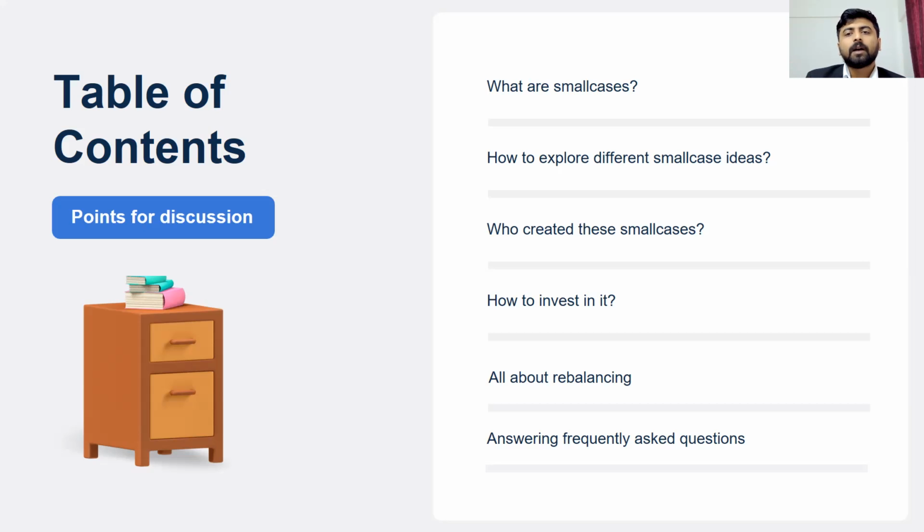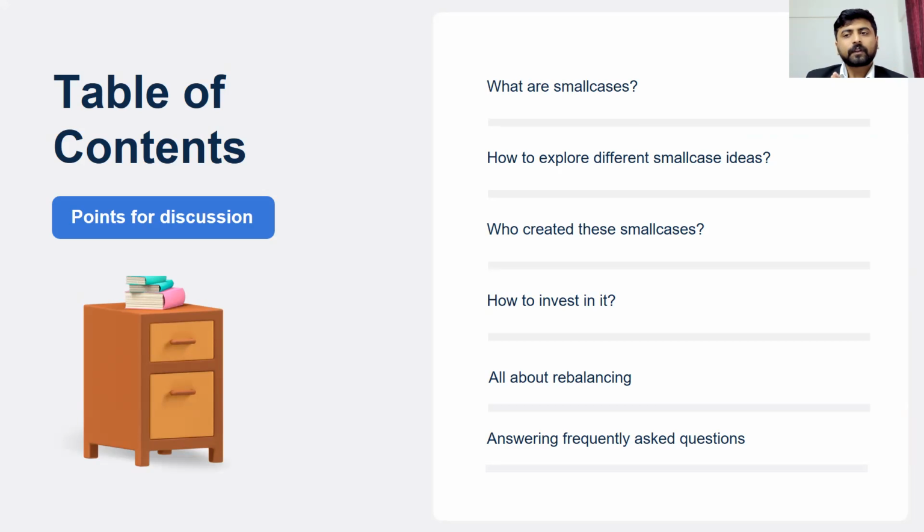Then we will be talking about how to explore some of the small case ideas that are out there. We have a variety of different ideas and strategies available, so you as a retail investor can explore these ideas. We'll also be talking briefly about who has created these small cases, and we'll show you a live demo of how to invest in a small case using your Angel Broking trading and demat account.